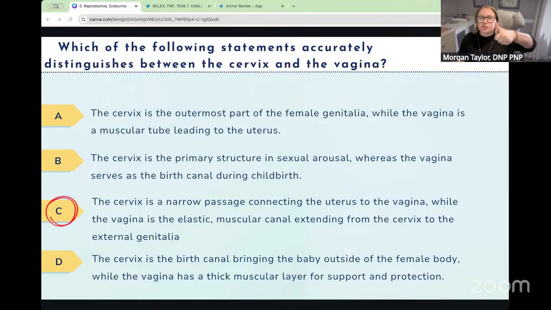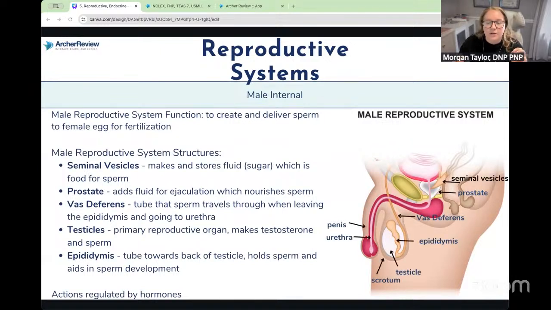So internal structures for females, check. Let's look at internal structures for males. We already talked external about the penis, the scrotum, the testicles. We looked at the urethra. Now let's go up and look at what produces the sperm and how that's delivered. So first we have the seminal vesicles. These are right here, kind of most internal all the way up at the top. They make and store fluid, which is basically like glucose, the sugar, the food that sperm needs. Okay, so constantly producing that fluid.